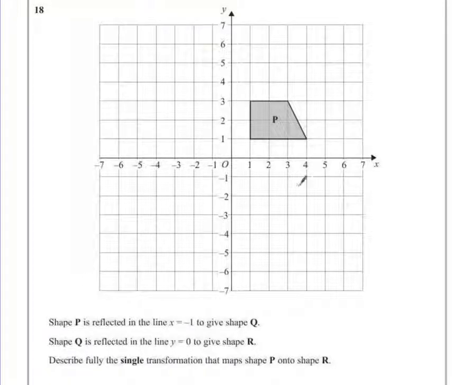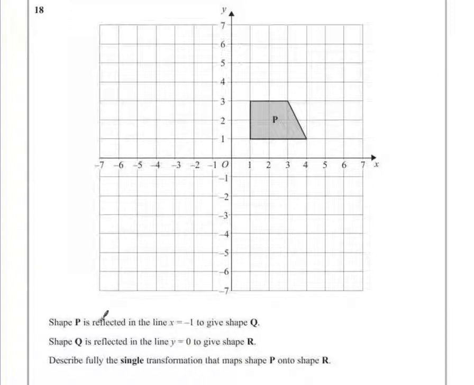Question 18. Shape P is reflected in the line x equals negative 1 to give shape Q. Shape Q is reflected in the line y equals 0 to give the shape R. Describe fully the single transformation that maps P onto shape R. So we've got a two-step process and then they're describing a transformation.